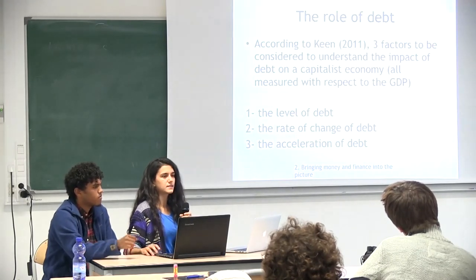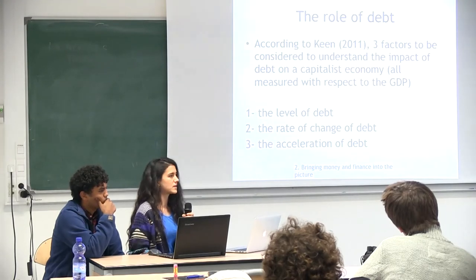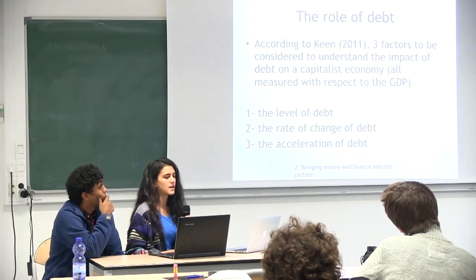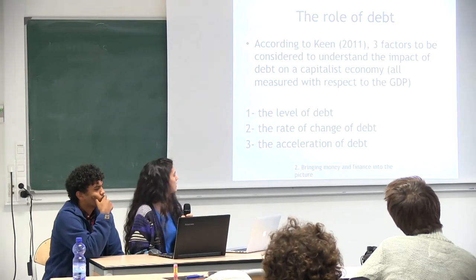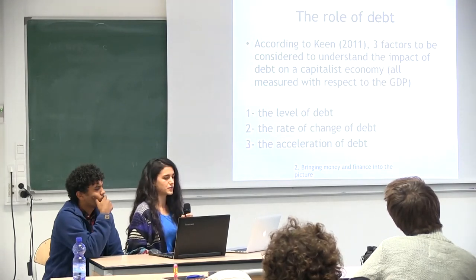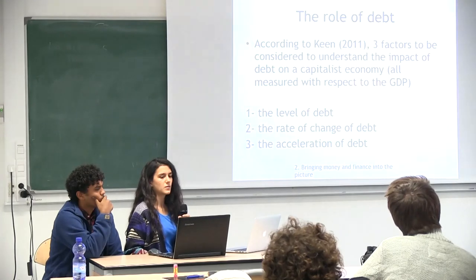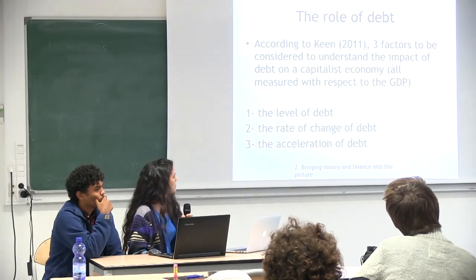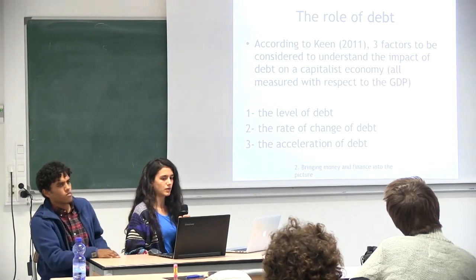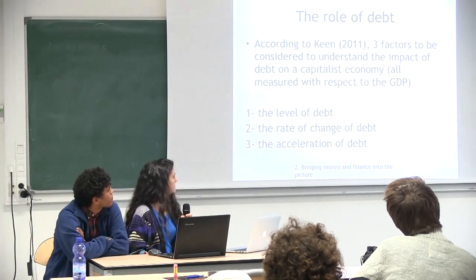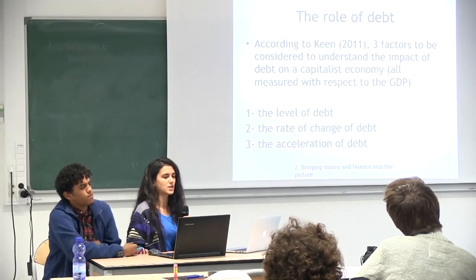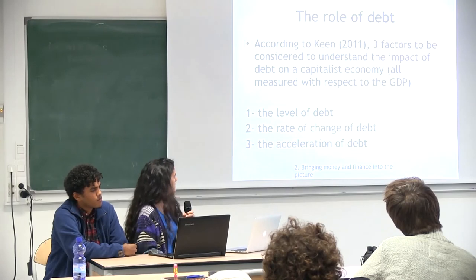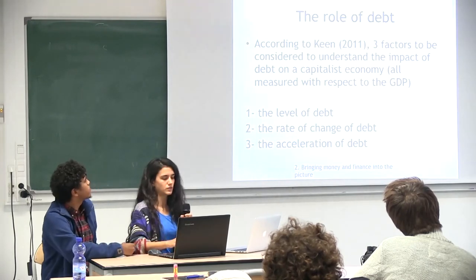Now we will discuss the central part of today's presentation, which regards the role of debt in capitalist economies. According to Professor Keen's 2011 edition of Debunking Economics, there are three factors which are central to understanding the effects of debt in a capitalist economy. They are the level of debt, the rate of change of debt, and the acceleration of debt, which is the rate of change of the rate of change of debt. And these are all measured with respect to GDP.